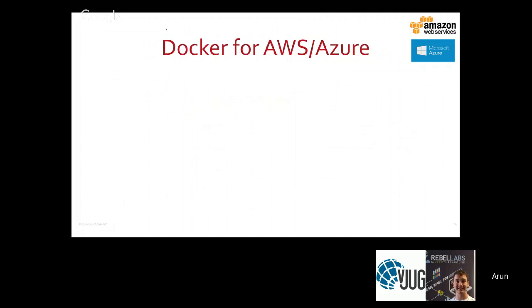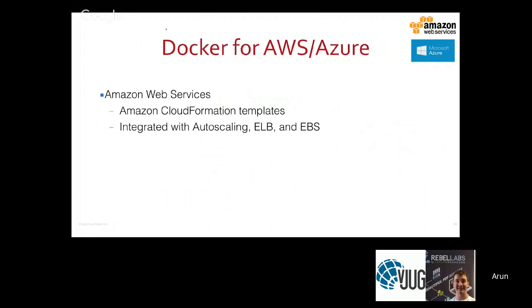So you downloaded it, you built some applications. Now you want to scale it, take it into production. So that's exactly where Docker for AWS and Azure comes in. Well, what are these? Well, for Amazon Web Services, these are essentially Amazon CloudFormation templates. You get a link. You start a CloudFormation template. This is fully integrated with autoscaling, elastic load balancer, EBS storage, all of that.